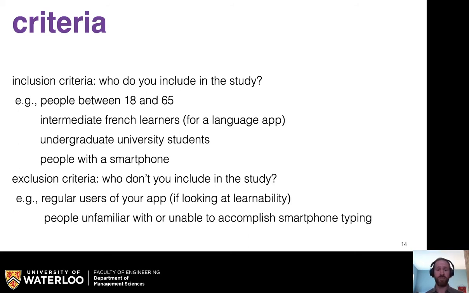Exclusion criteria would be who you don't include in the study. So regular users of your app might bias the results if we're looking at learnability. Or people unfamiliar with or unable to accomplish smartphone typing might be inappropriate for a study.